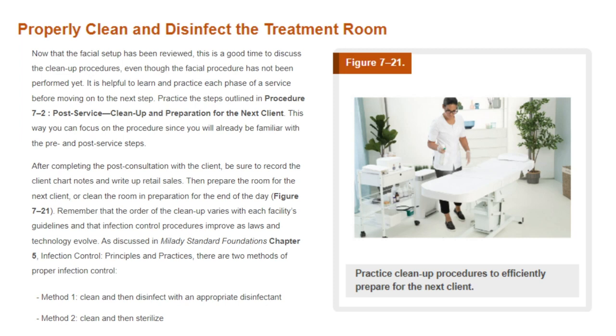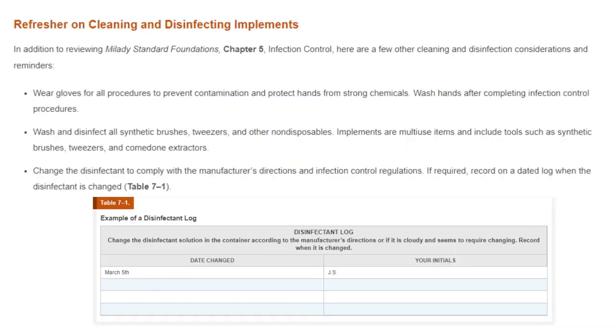As discussed in Milady Standard Foundations Chapter 5, Infection Control, Principles and Practices, there are two methods of proper infection control. Method 1. Clean and then disinfect with an appropriate disinfectant. Method 2. Clean and then sterilize. Figure 7.21. Refresher on cleaning and disinfecting implements.